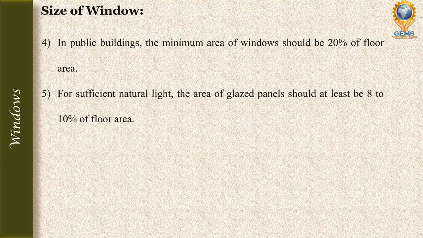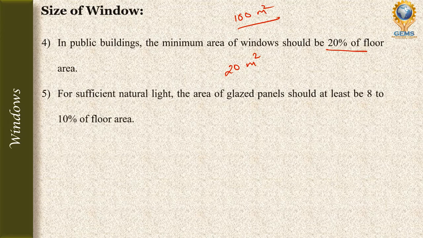Fourth point is, if you are going for a public building, you have to give 20 percent of the floor area as the minimum area of window. If it is a school building or college building or any public offices, government offices, these are all public buildings. In that building, the minimum area of window you have to give is 20 percent. So if it is 100 square meters of floor area, minimum you have to give 20. We should not go less than 20. We can go above 20 square meters, but we should not go less than 20 square meters.